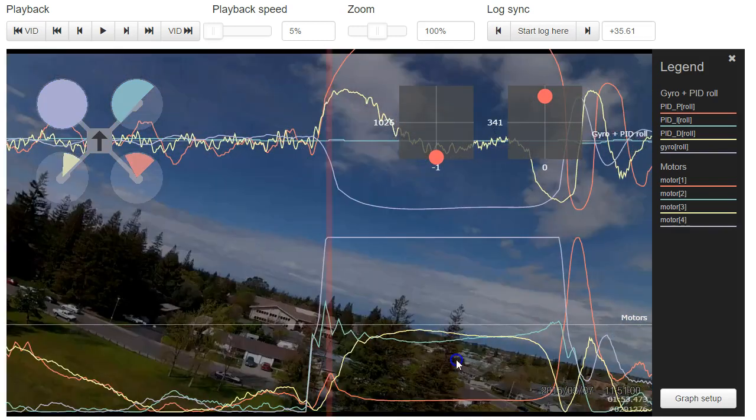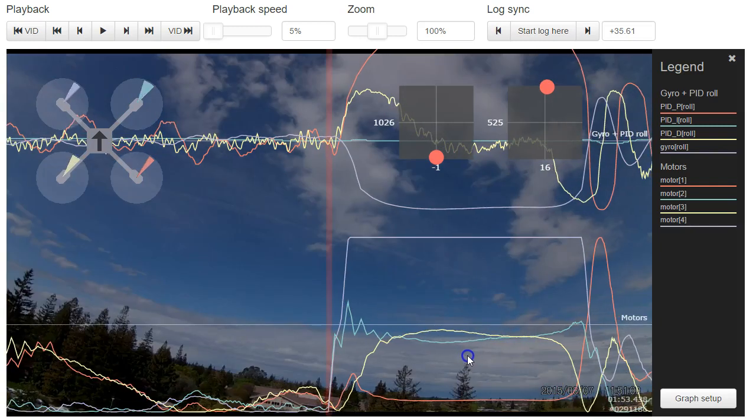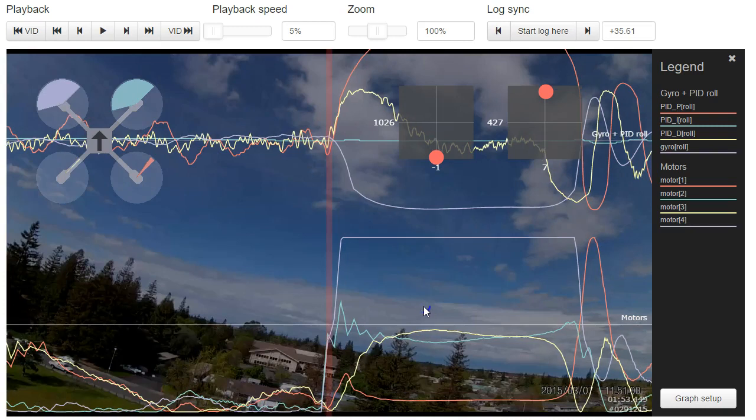So one thing that is, it sure looks like that motor is climbing before the gyro starts to drop, which doesn't really seem possible, does it? Unless the flight controller can see into the future. So then we have to ask ourselves a question about causality.